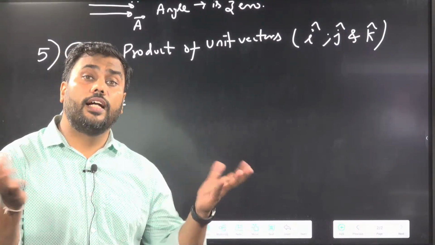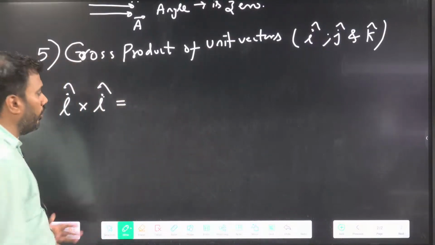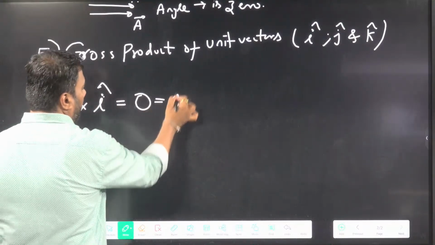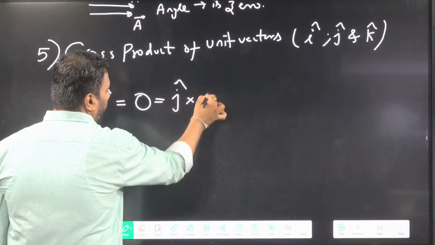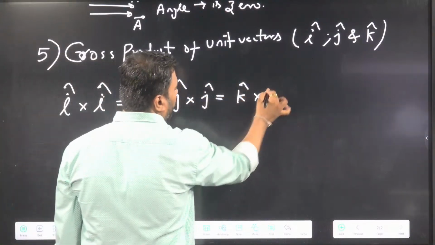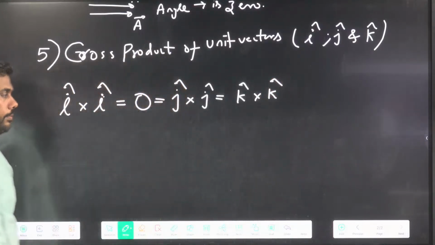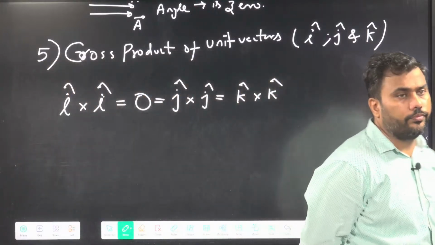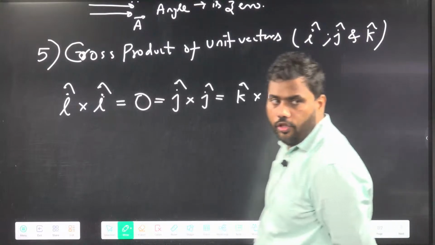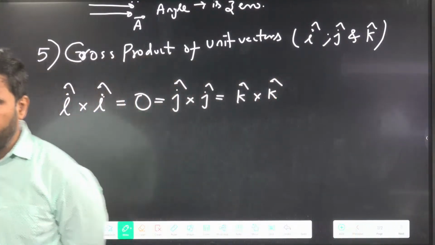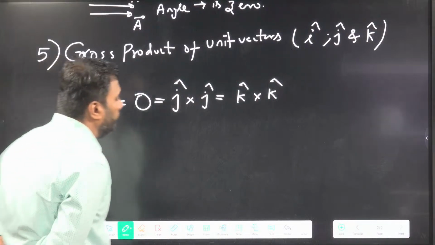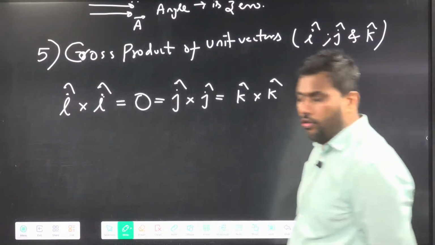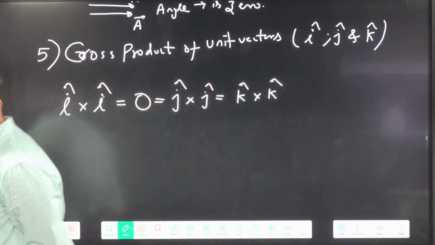And the reason is because they are the same. A vector's cross product with itself gives you 0. So i cap cross i cap is 0, j cap cross j cap is 0, k cap cross k cap is 0. Write this: i cross i is 0, j cross j is 0, k cross k is 0.